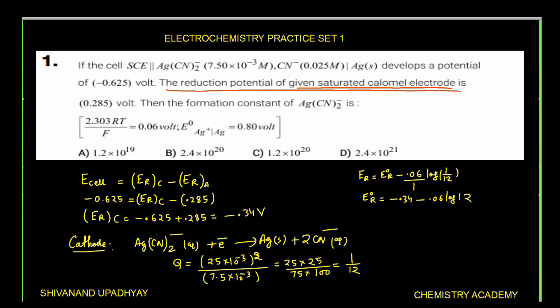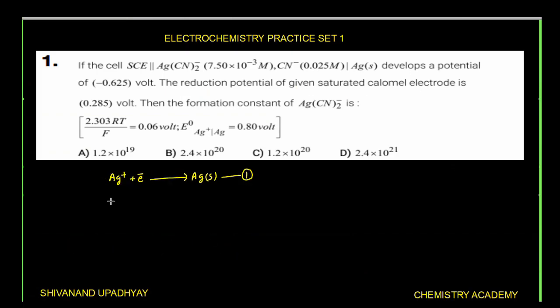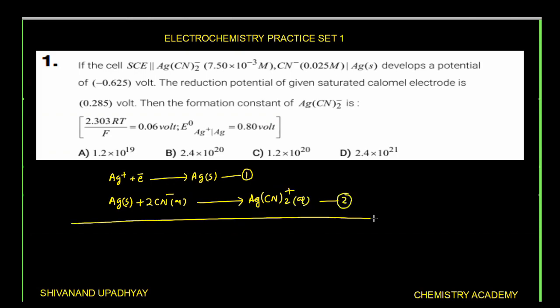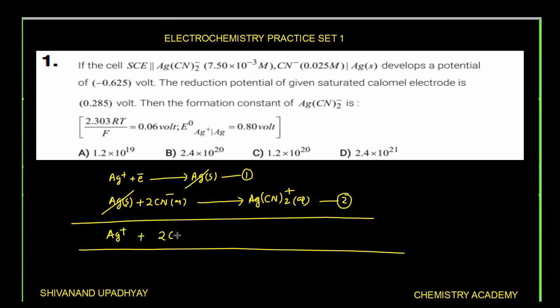If I reverse this reaction, I can write Ag in solid state plus 2 times CN minus ion in aqueous state will form Ag(CN)2 minus in aqueous state. This is reaction number 2. If I add these two reactions, I will get the formation constant reaction. Ag plus, the central atom, plus the ligand will combine to form this complex ion Ag(CN)2 minus. So this is reaction number 3.